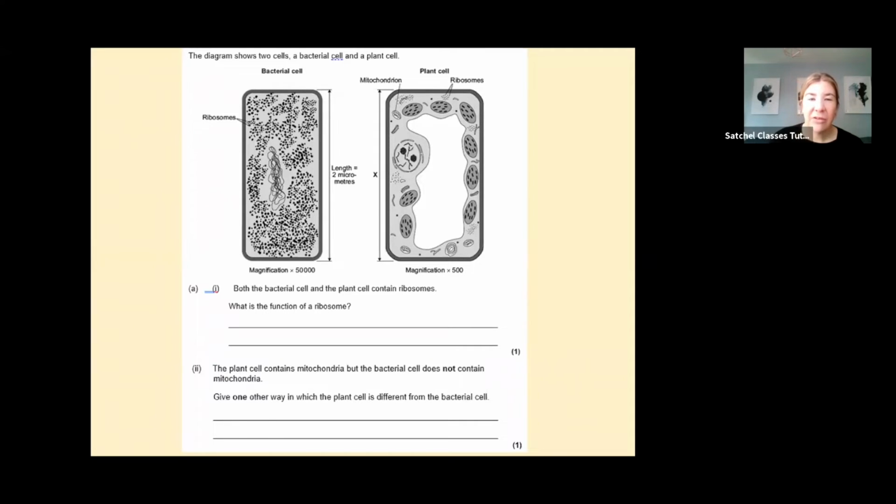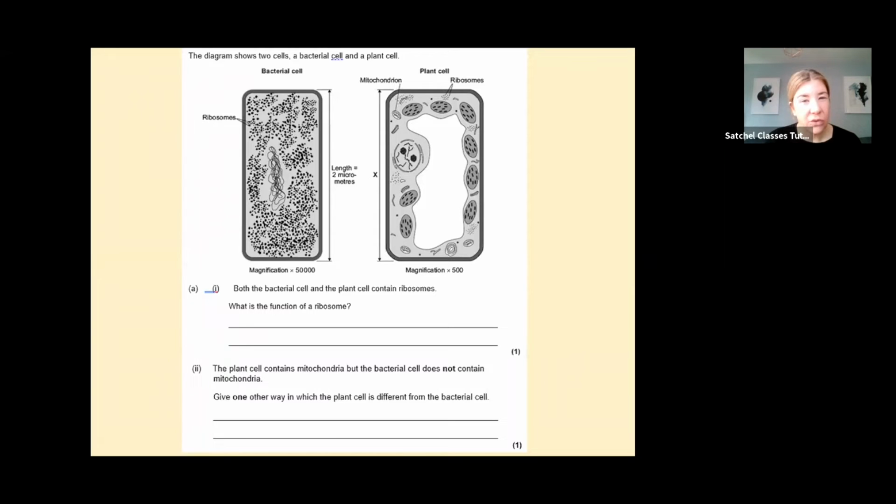So we have a bacteria and a plant cell. So already you're thinking maybe prokaryote, eukaryote. Both the bacteria and plant cell contain ribosomes. Question 1, what is the function of ribosomes? It then says that the plant cell contains mitochondria, but a bacterial cell does not. Give one other way in which the plant cell is different from the bacterial cell.